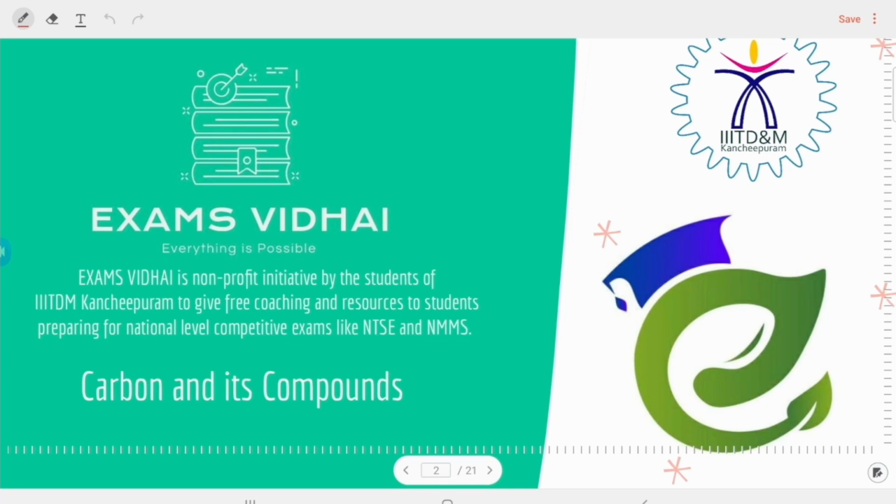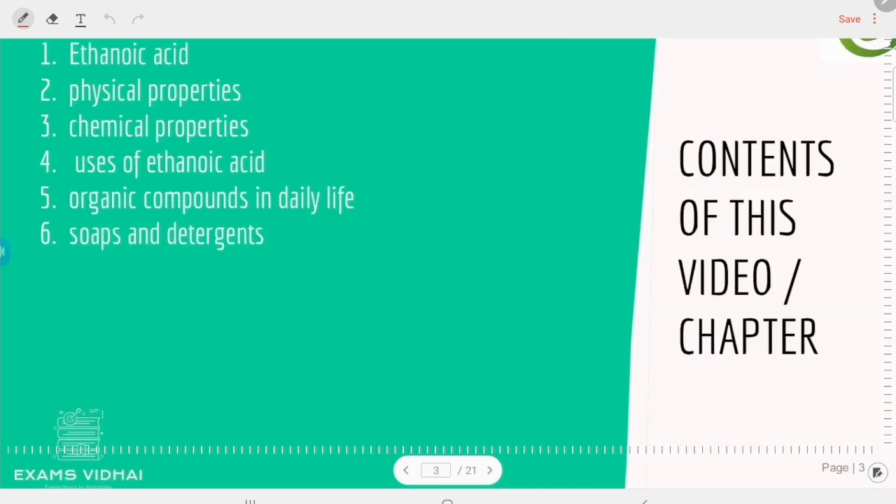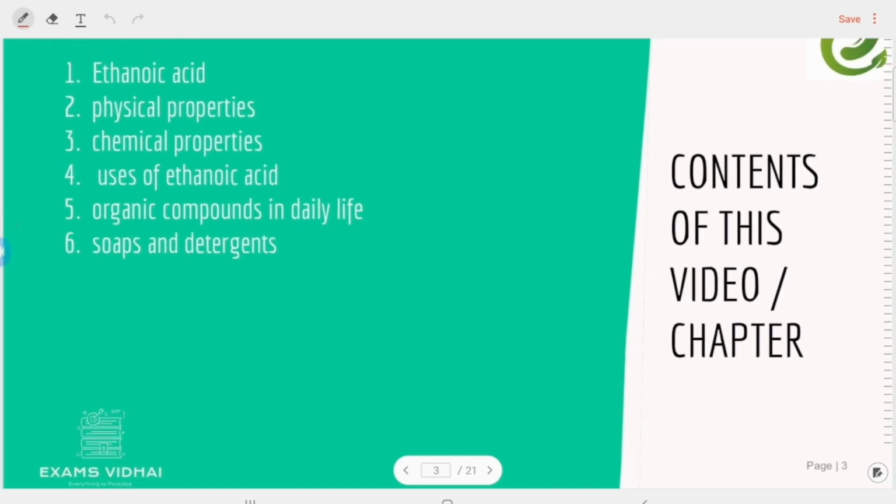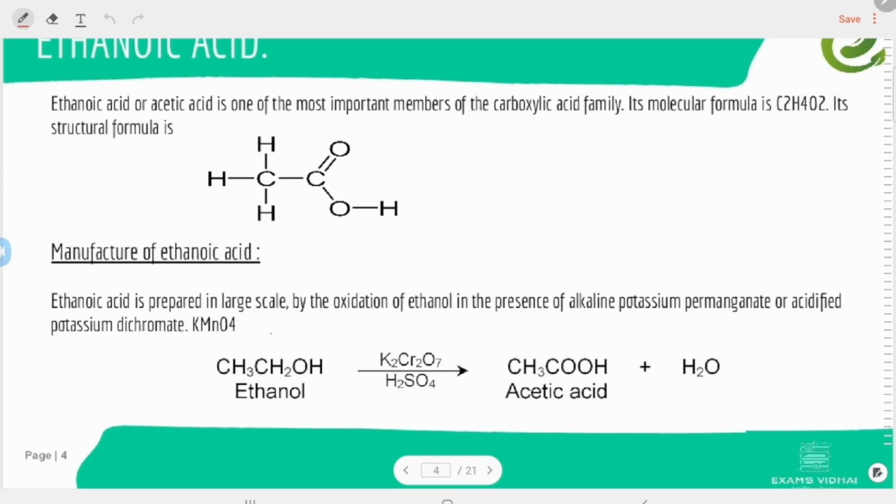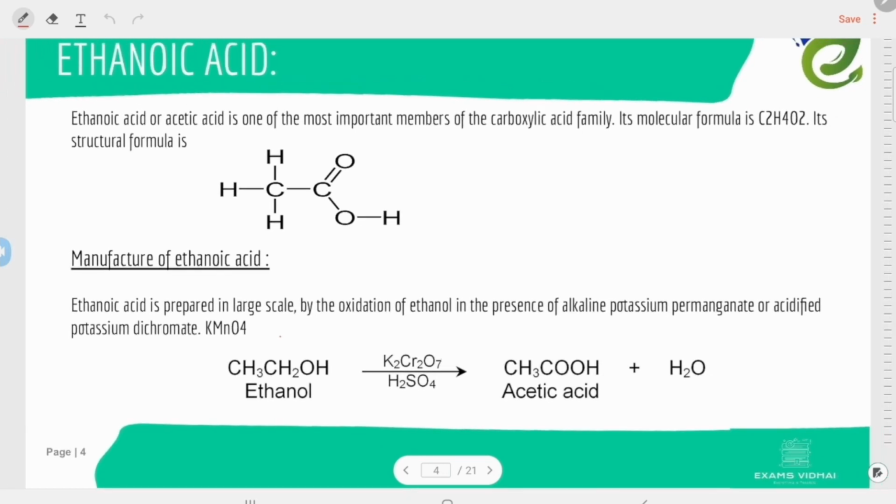In this chapter, we shall learn about carbon and its compounds. In the earlier two videos, we've discussed ethanol and hydrocarbons. In this video, we shall discuss ethanoic acid, its physical properties, chemical properties, uses of ethanoic acid, organic compounds, soaps and detergents. Ethanoic acid. Ethanoic acid or acetic acid is one of the most important members of the carboxylic acid family.